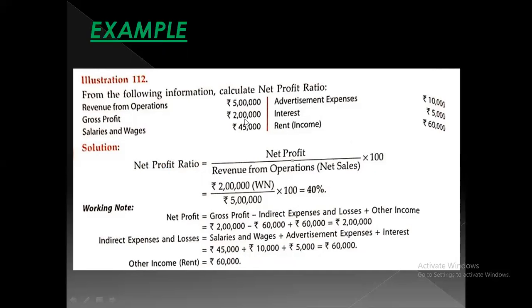So revenue from operation is already given, 5 lakh. But we have to calculate net profit. For calculating net profit, from the gross profit, we'll subtract indirect expenses and losses and add other income. So gross profit is 2 lakh. Indirect expenses and losses are 60,000 and other income is 60,000. So net profit will become 2 lakh and the ratio is 40%.